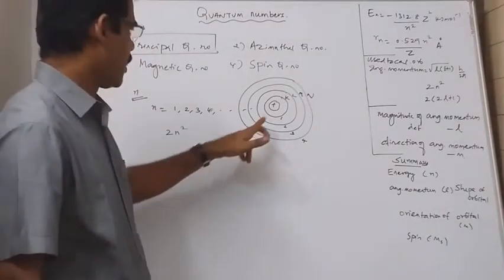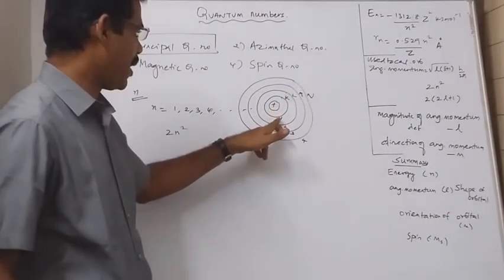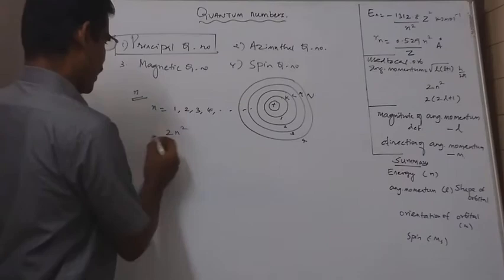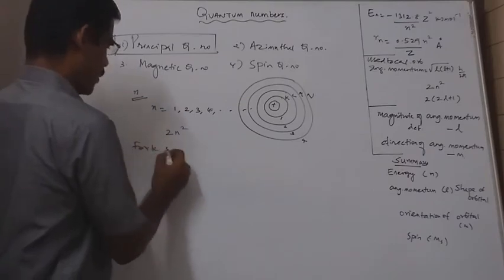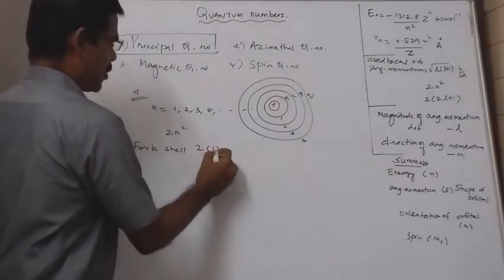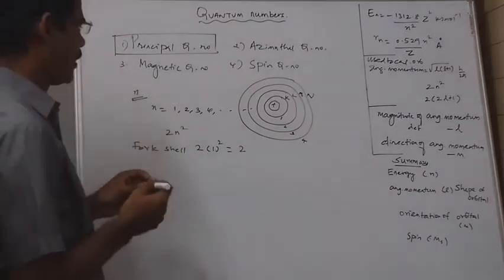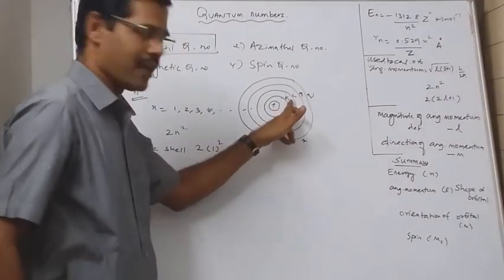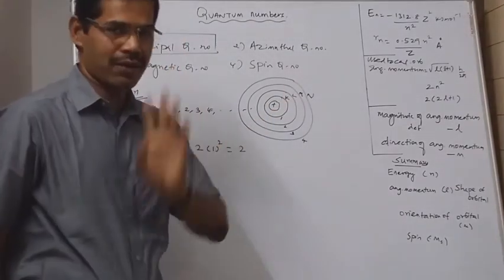So you can see in this K shell, the value of n is equal to 1. So apply here. So for K shell, 2 into 1 square is equal to 2. What do you mean by that? It means that in a K shell, a maximum of 2 electrons can be present.